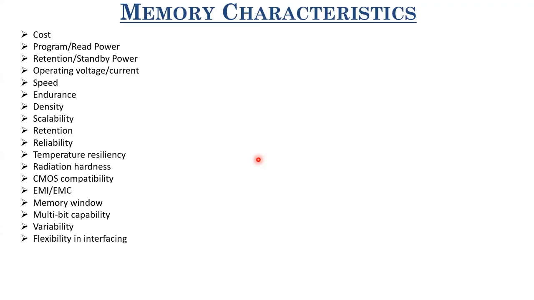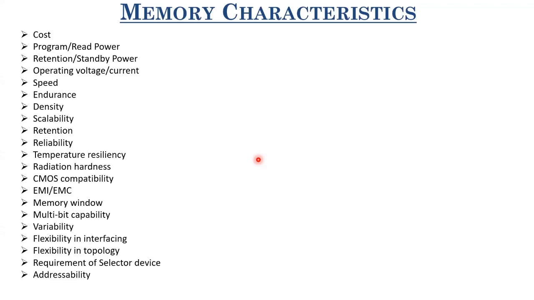Then there should be flexibility in interfacing. There should be flexibility in topology, whether the memory element requires a selector device or not, because if you add a selector device, you are definitely going to increase the size of your memory, and as such your density will suffer and also your cost will suffer.